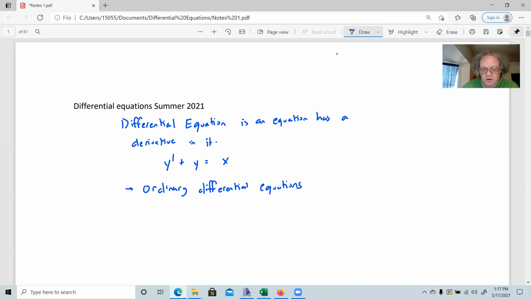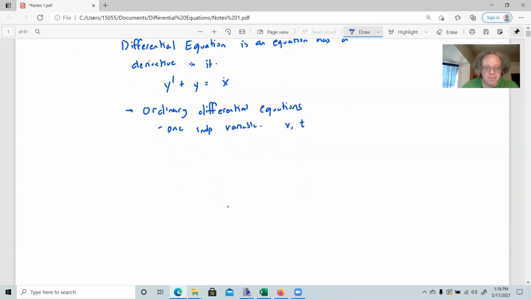And these are differential equations that pretty much have one independent variable. Okay, so there's only one independent variable. Usually it'll be x or t, because there's a lot of physics that goes on with this, so we take a lot of time derivatives. This right here is an example of an ordinary differential equation. In contrast with partial differential equations.